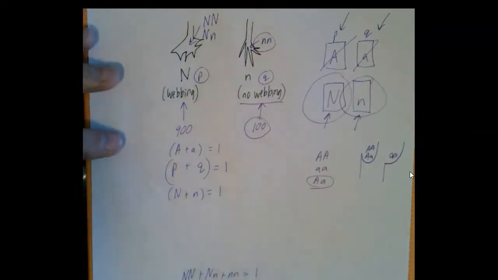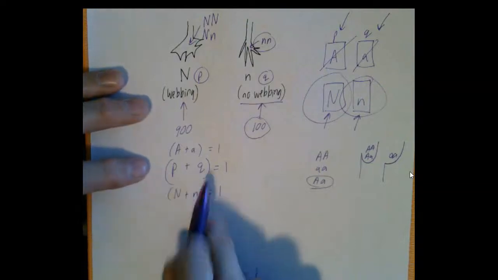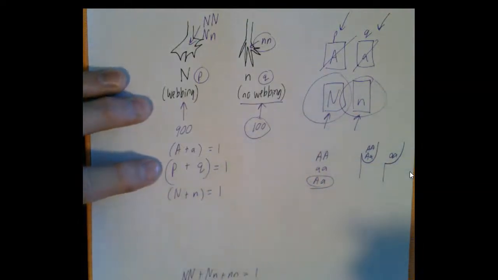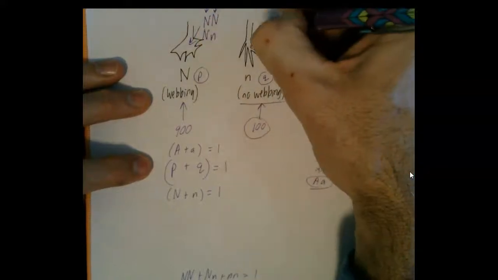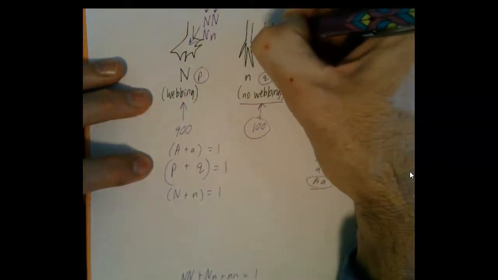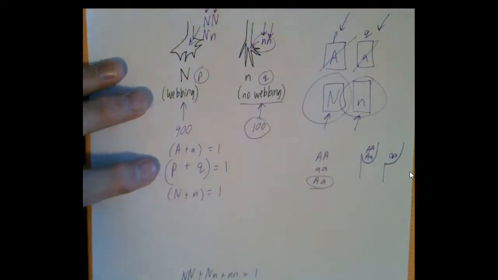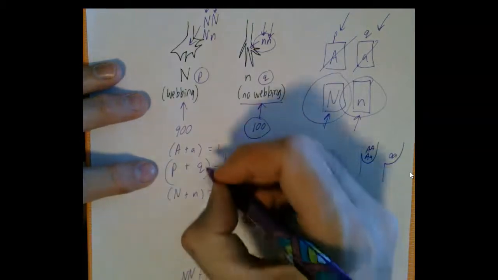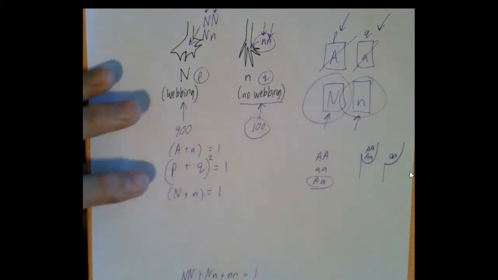We know that already. So basically, in order to interpret this, we can expand this first. Watch this. We know that there's 2 letters, not 1. Notice that, by the way, all of us, because we're diploid, have 2 letters. This only represents 1. So what we can do is we take the P plus Q and we square it.